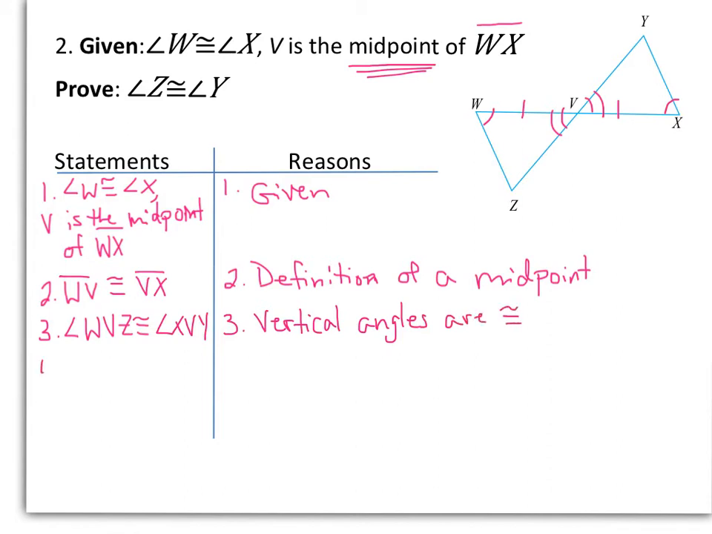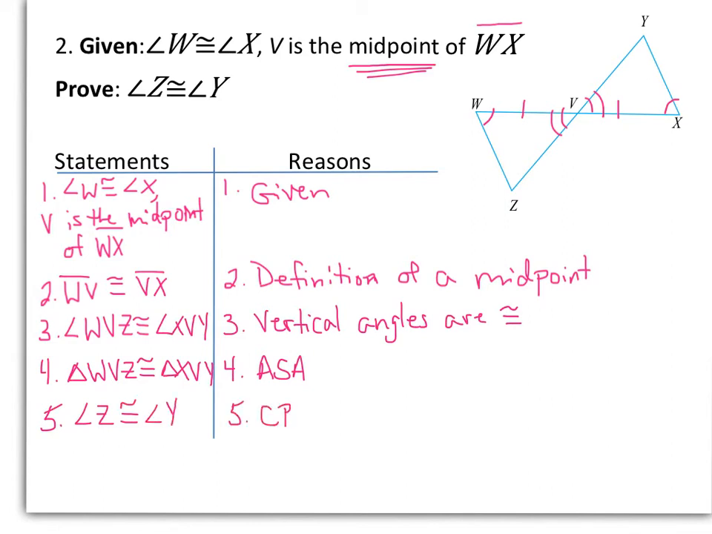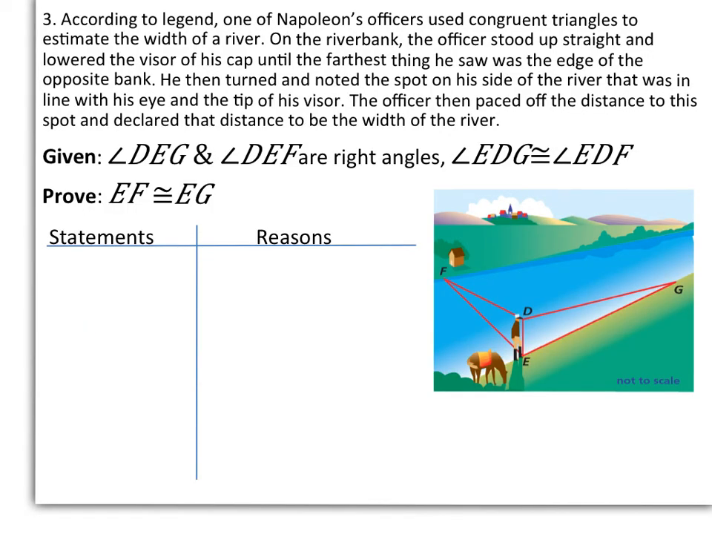So now I have enough information to say my two triangles are congruent. So I can say triangle WVZ is congruent to triangle XVY because of angle, side, angle. And then if my two triangles are congruent, that means all their other corresponding parts are congruent. So now we can say angle Z is congruent to angle Y because of CPCTC. Corresponding parts of congruent triangles are congruent. All right, let's look at one more proof.